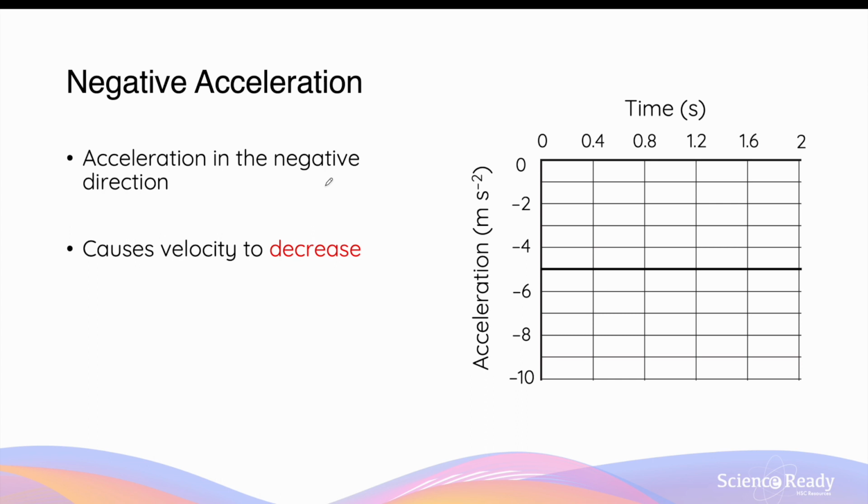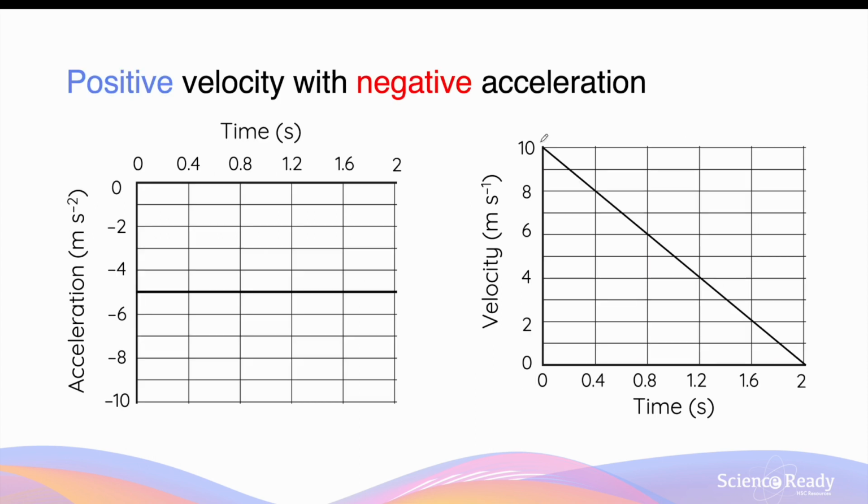When an object has a negative acceleration, the velocity always decreases. For example, let's say you have an object that has an initial velocity of 10 meters per second, and it has an acceleration of -5 meters per second squared. This means every second, the object's velocity will decrease by 5 meters per second. So after 1 second, it will decrease from 10 meters per second to 5 meters per second. And after 2 seconds, it will decrease to 0 meters per second.